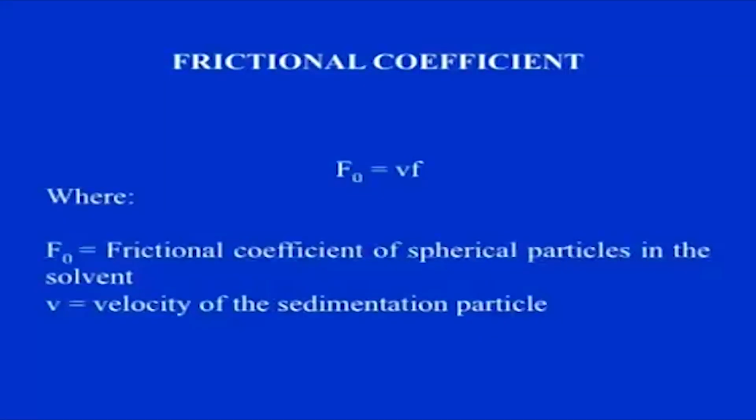So, if the particle is spherical and is moving at a known velocity, then the frictional force that is opposing the forward motion will be given by v f, where v is the velocity of the sedimenting particle and f is the frictional coefficient. So, here this is the force, the opposing force, which will be experienced by the particle.